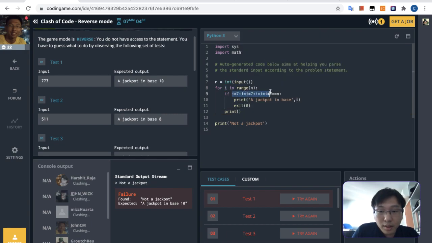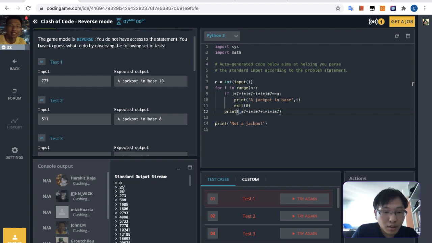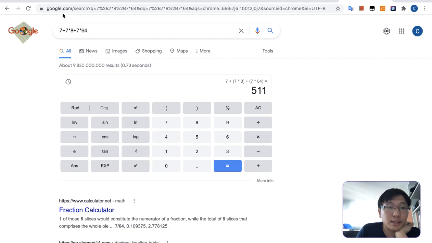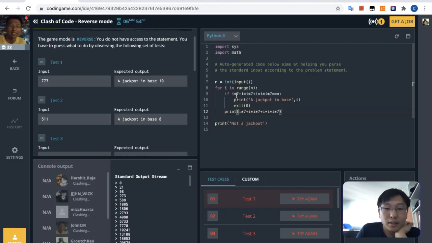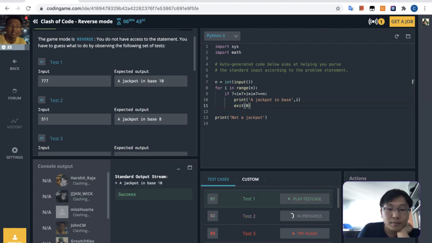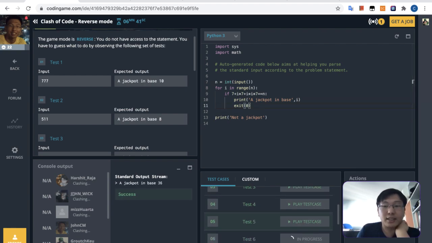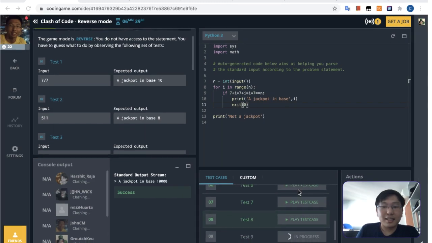Let's print this out just to see. 0, 21. How did I do this? 7 times 8, 7. Oh, okay. So this should be 7 plus i times 7 plus i squared times 7. Very nice.